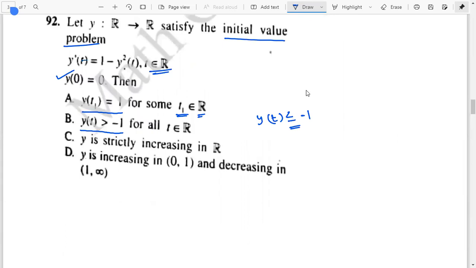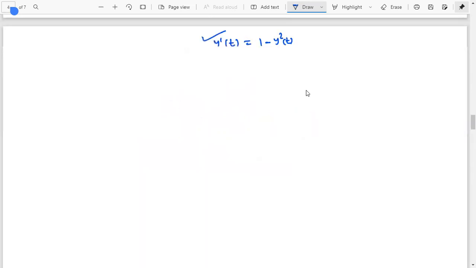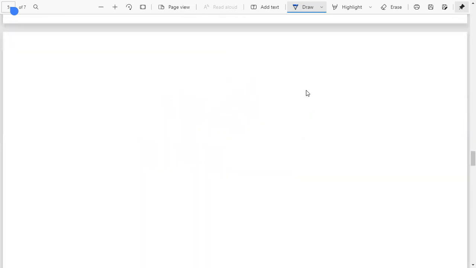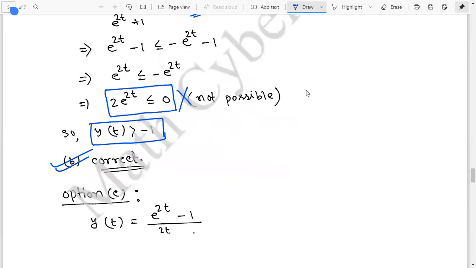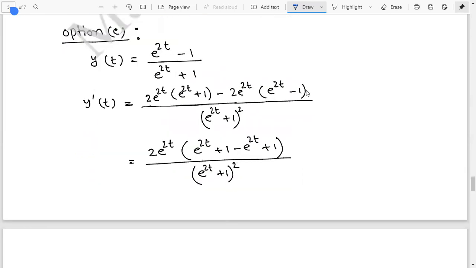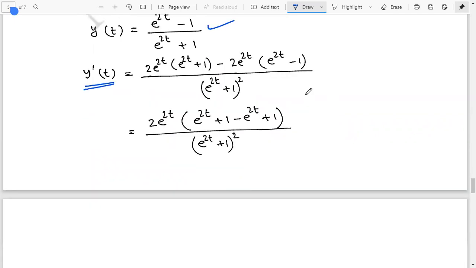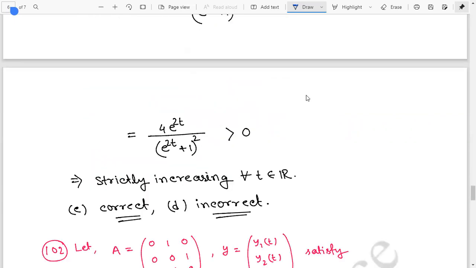Option C is saying that y is strictly increasing in R. When we have to find out the strictly increasing or decreasing property, we have to differentiate the function. So y(t) equals this, and differentiating one time, y'(t) comes out as 4e^(2t) divided by (e^(2t) + 1) whole squared.